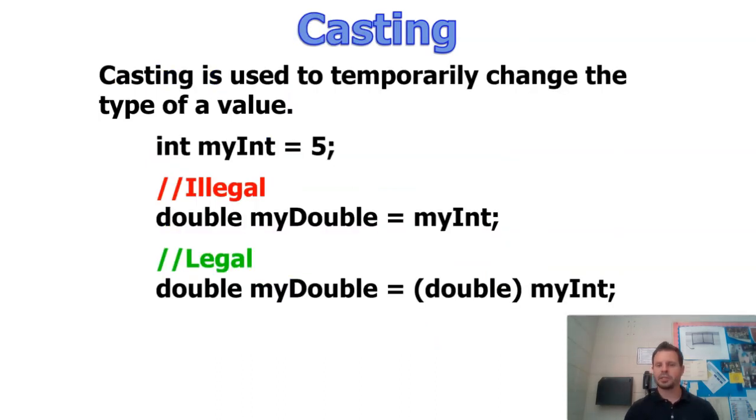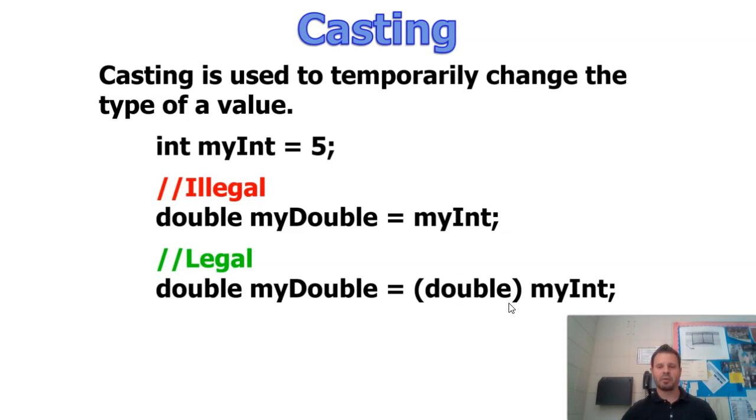Now, the last thing we're going to talk about today for Java operations is something called casting. Casting is used to temporarily change the type of a value. So here's an example of casting. Let's say I have an int, a value of 5, and then I want to store that int as a double value. It would not be legal to say double my double gets my int. This is trying to store an int value as a double. I can't do that. But what I could do is cast my int as a double.